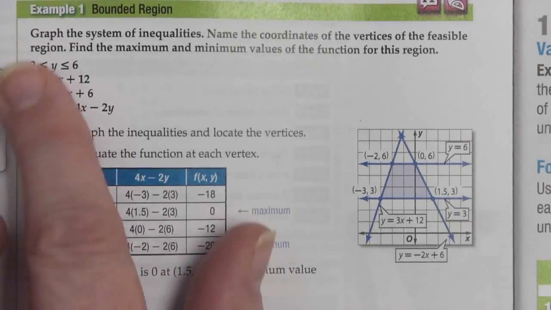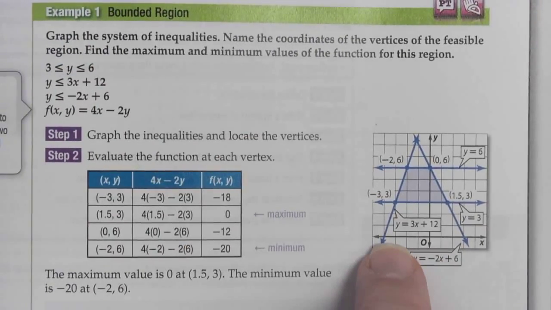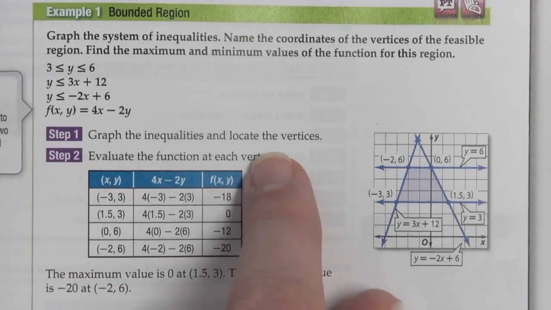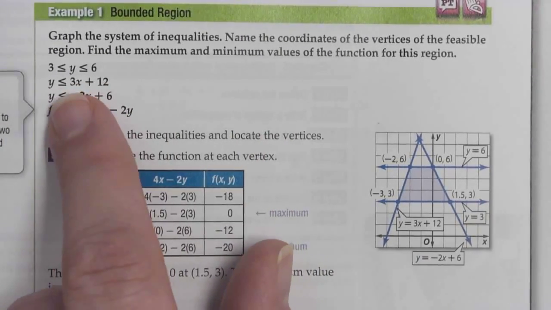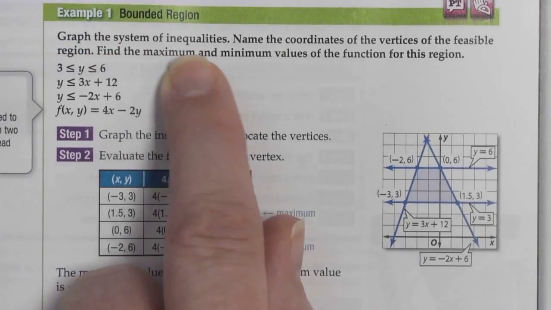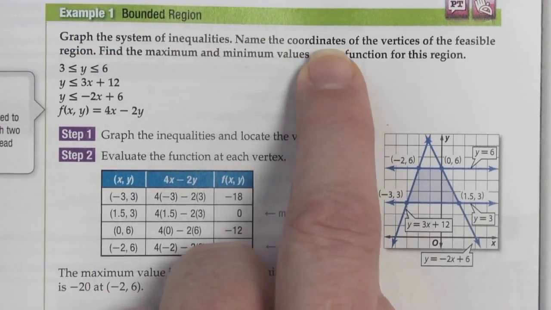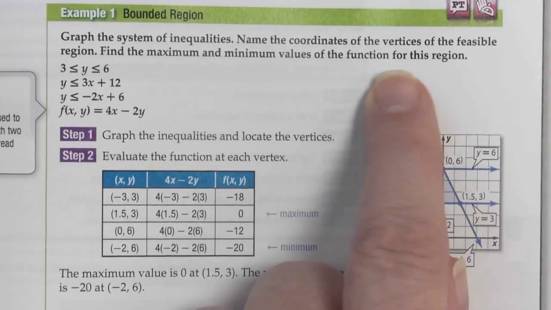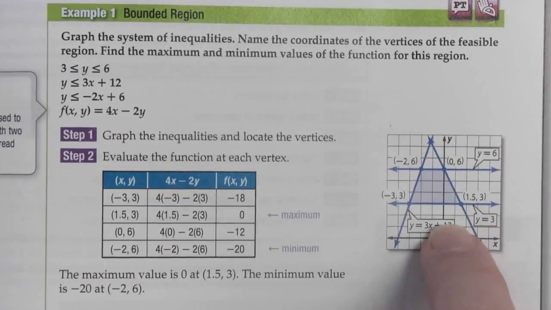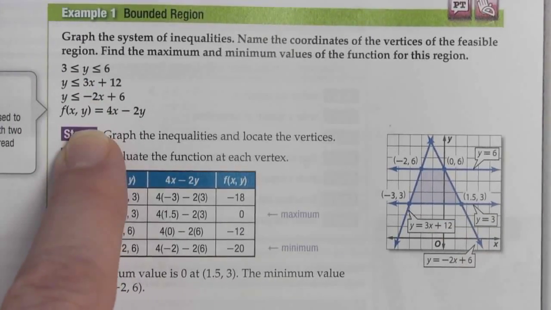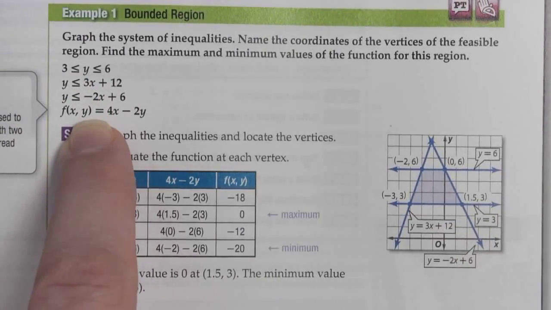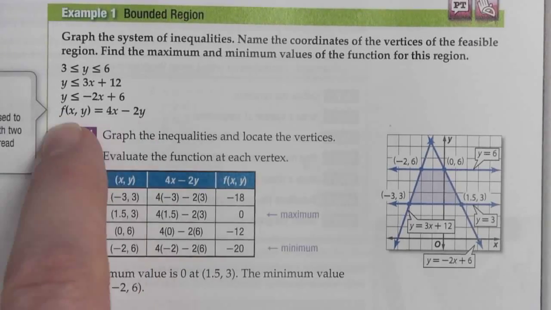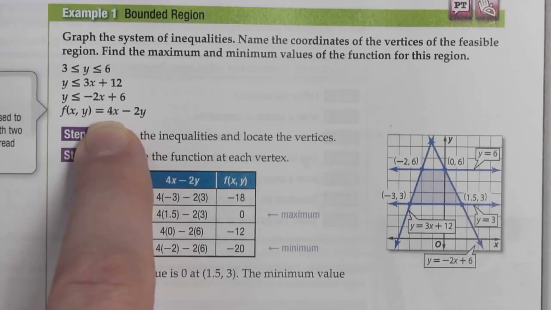So here's an example. This isn't technically a story problem scenario yet, it's just inequalities. Graph the system of inequalities and name the coordinates of the vertices of the feasible region. Find the maximum and minimum values of the function for this region. Okay, so we want to graph all of these and then use this function. They're not telling us if it's profit or loss or income or anything. It's just a function.